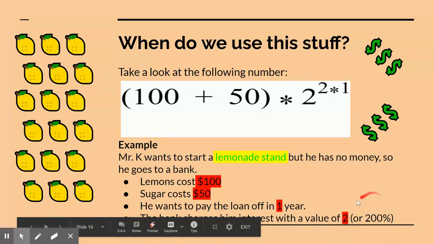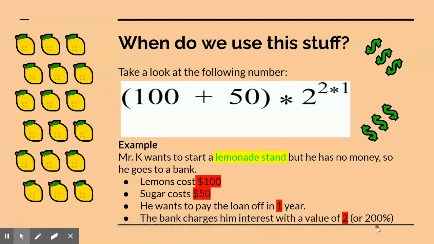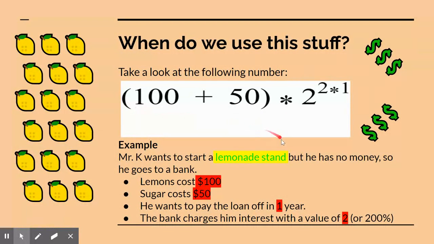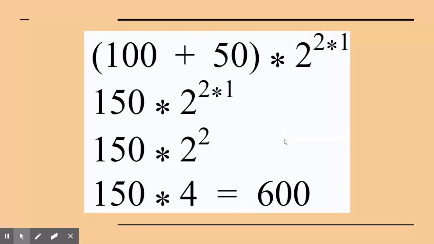That's a really high interest rate, and the bank's going to make a lot of money off you, so that's not good. And the reason we know that is because we can calculate how much money Mr. K is going to have to pay back to the bank using this formula. So this is going to tell us how much money Mr. K has to pay back to the bank. And lucky for you, you know how to use GEMS to figure out what this number is.